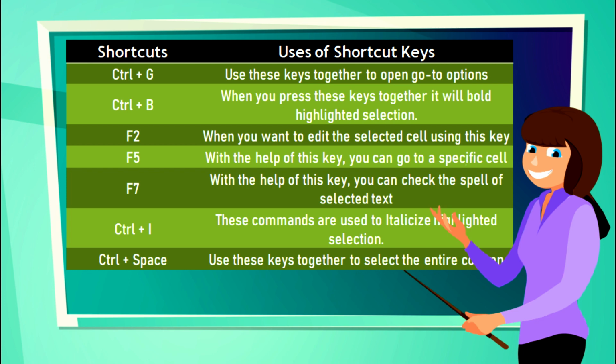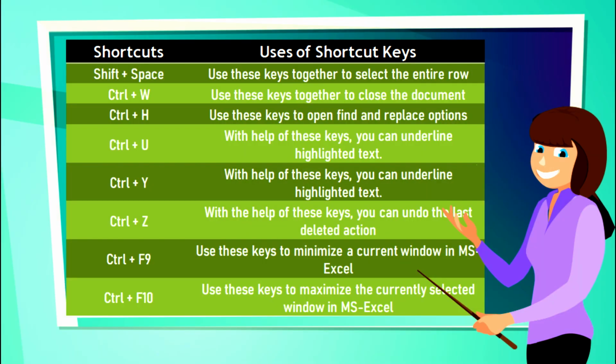Ctrl+I, these commands are used to italicize the highlighted selection. Ctrl+Space, use these keys together to select the entire column. Shift+Space, use these keys together to select the entire row.